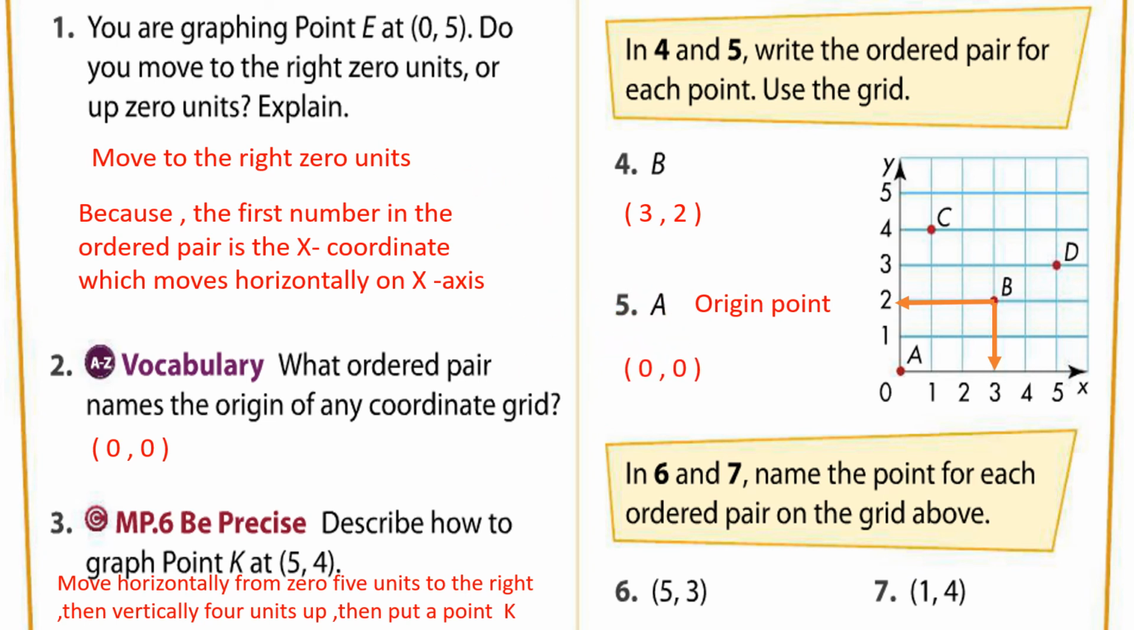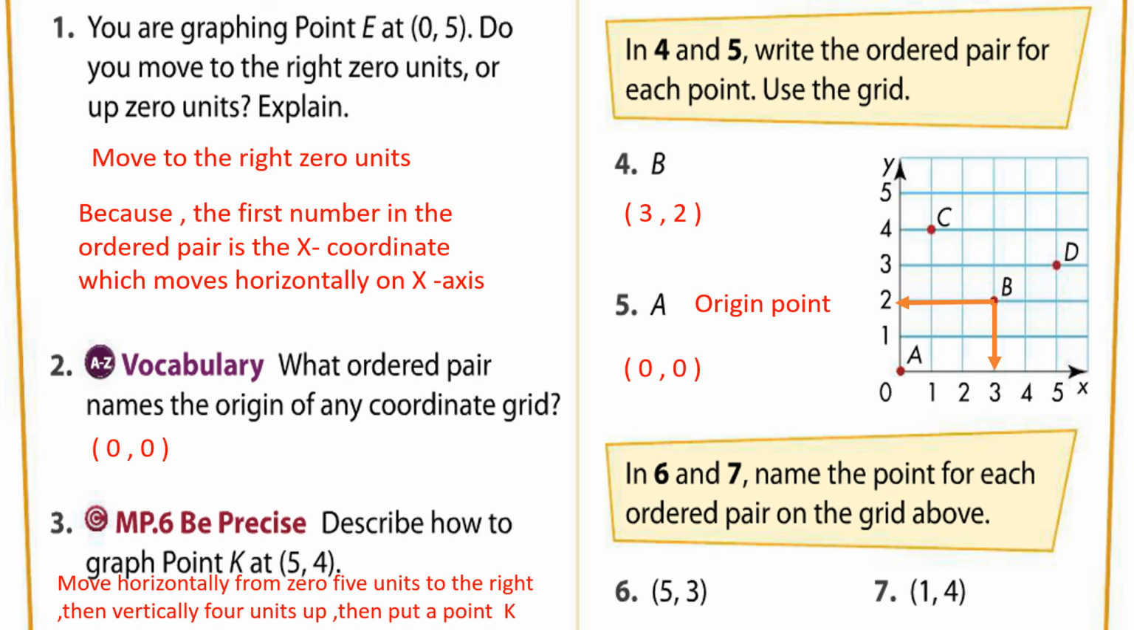Question 6 and 7. I want you to name the point for each ordered pair. Here in this part, I'm going to give you the ordered pair, but I want you to get the letter of the point for this ordered pair. Firstly, 5 and 3. How to know which point the ordered pair 5 and 3 refers to? Firstly, look at number 5 on the x-axis, because this one starts from 5. That means the x coordinate is 5.